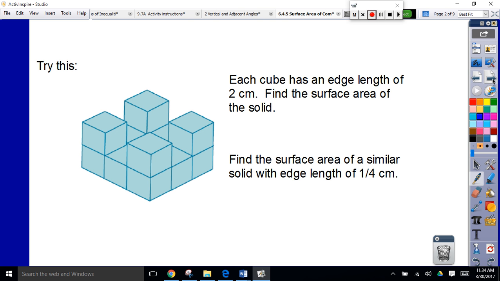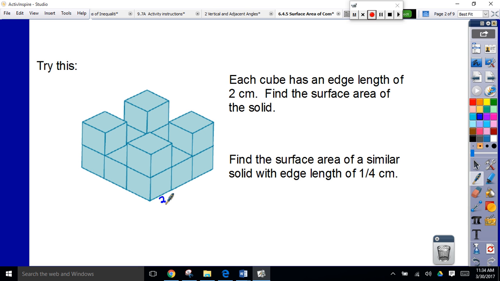So she said, what did you say, Taylor? It was 143. 143, and it's bigger than 143. Okay. All right. Let's look at how we do this. So each cube has an edge length of 2 centimeters. So each one of these cubes is 2 centimeters long.